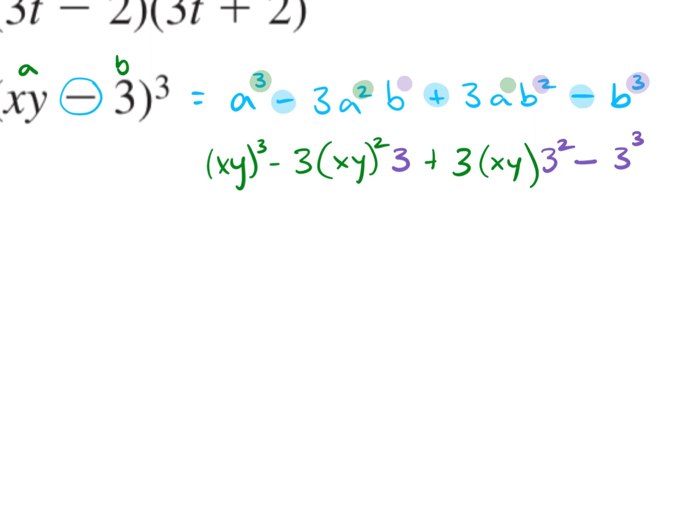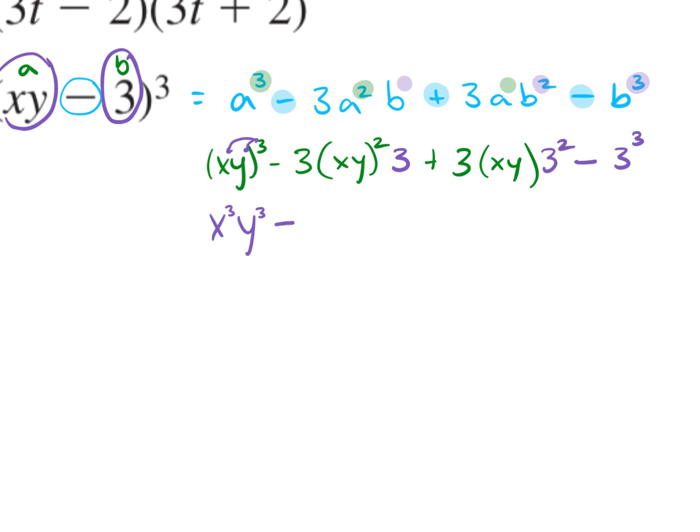So you don't use the negative? You just put 3. You don't use the negative because you're using the signs from the formula. So your a is just xy and your b is just 3. So here, be careful because xy to the third power gets distributed to both the x and the y. So it would be x to the third power times y to the third power.